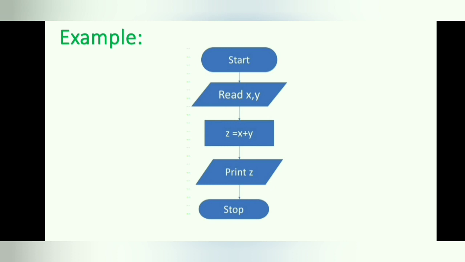The second symbol is an input-output symbol labeled read x, y, which reads two numbers and stores them in the variables x and y. The third symbol is a processing symbol labeled z is equal to x plus y. In this step, addition is executed and the sum is stored in the variable z. The fourth symbol is an input-output symbol which is labeled print z. This step will print the value of z on an output device such as a monitor. The last symbol tagged as stop indicates the end of the problem solving logic.